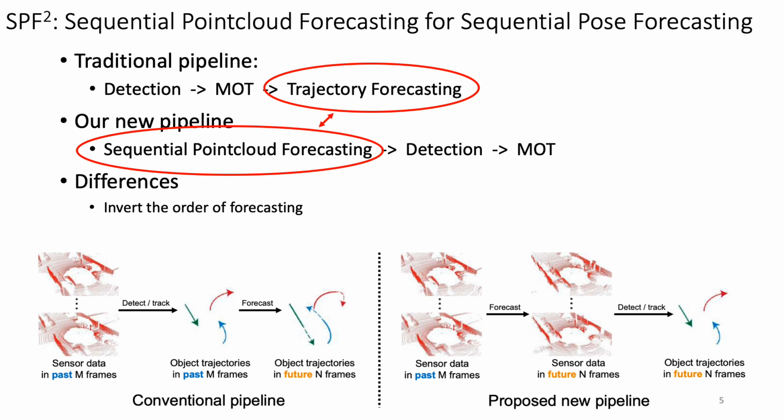The difference between our pipeline and conventional pipelines is twofold. First, our pipeline inverts the order of forecasting. Second, the forecasting in our pipeline is at the sensor level because we forecast the point cloud data captured by the LiDAR sensor.